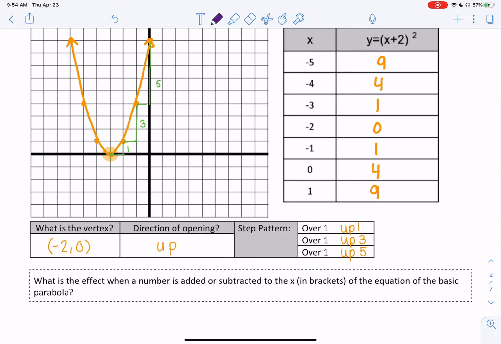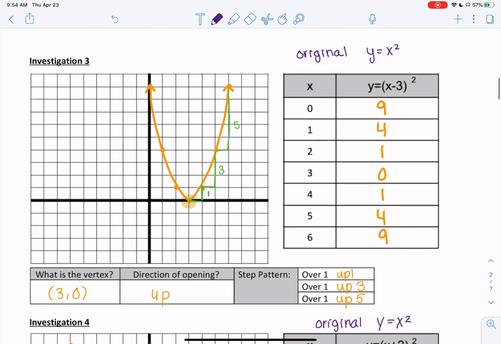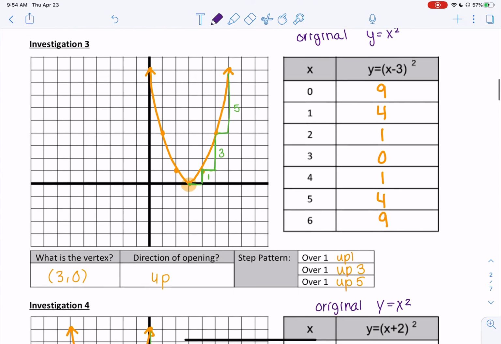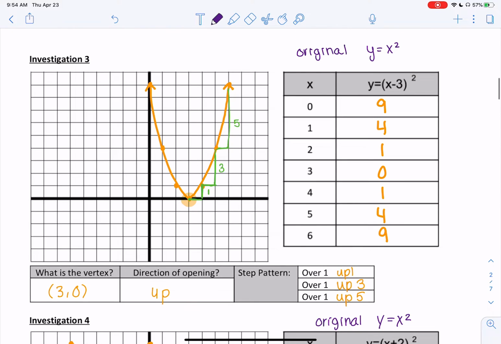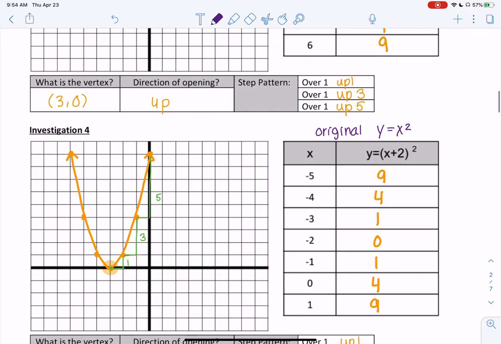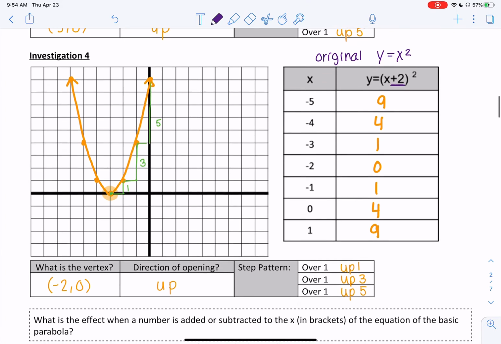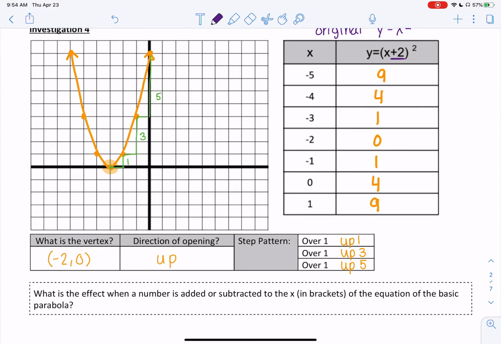And what is the effect when a number is added or subtracted to x in brackets of the equation? So all that's happened for our 2 equations here is that our little parabola has just been picked up and moved left or right. Now the other piece that we want to notice is that when this number here, our -3, was negative, it moved to the right. And when the number in the bracket was positive, it moved to the left. So things that are in the brackets there do the opposite of what you think they're going to do.